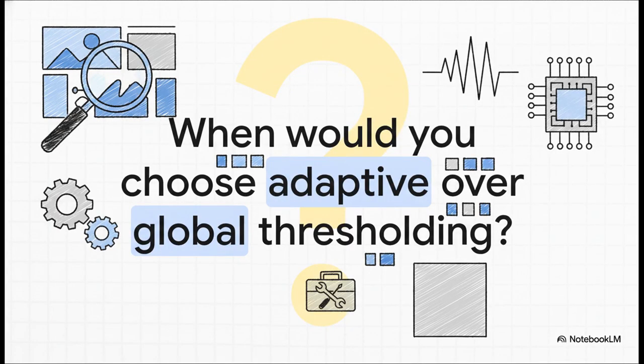Now that you've seen how this powerful technique works and how you can tune it, where in your own projects might you now choose to use adaptive thresholding instead of a simpler global method? It is a really powerful tool to have in your toolkit.